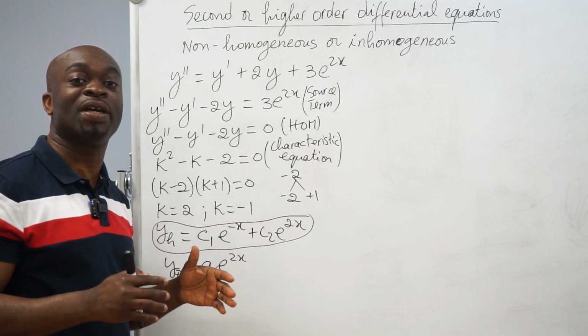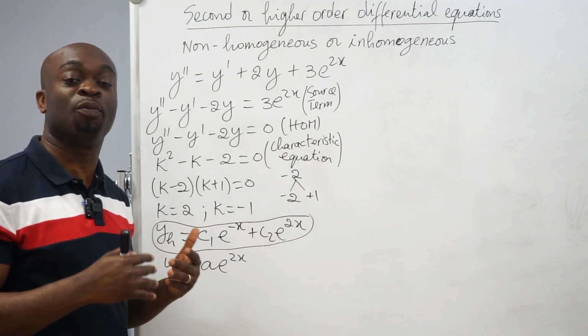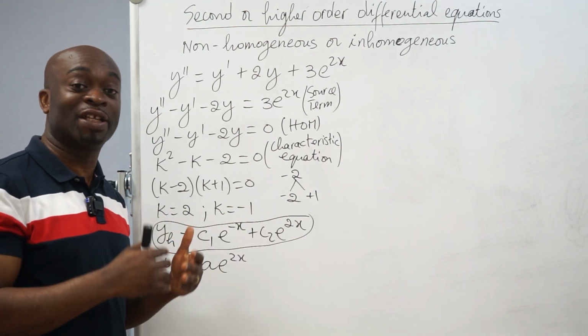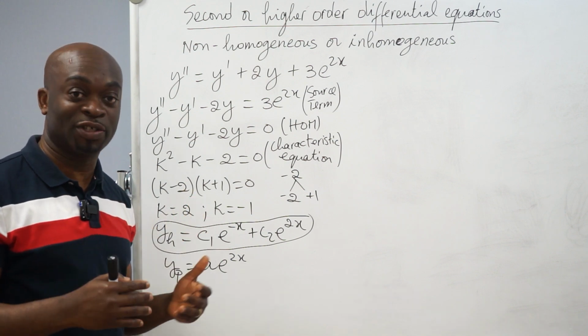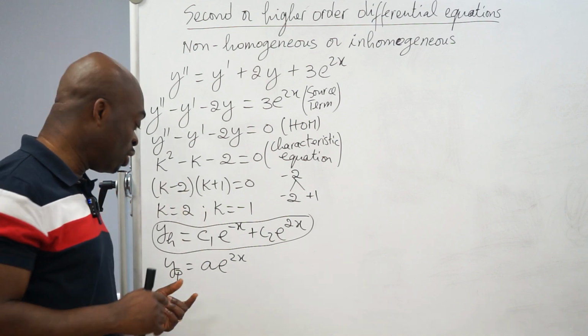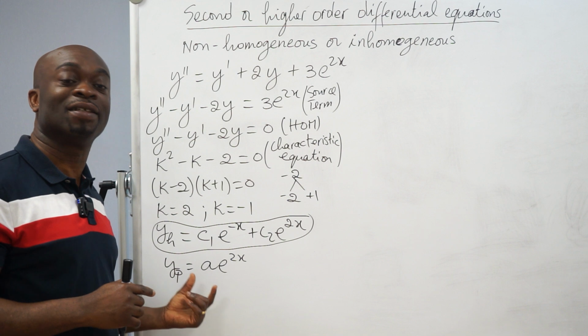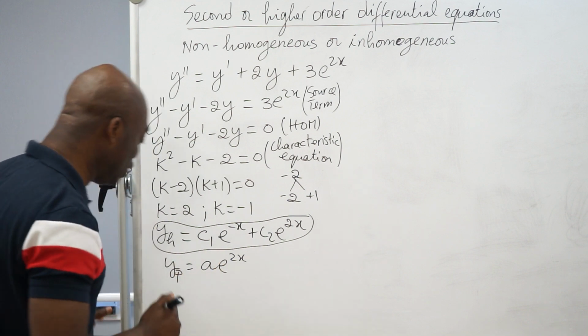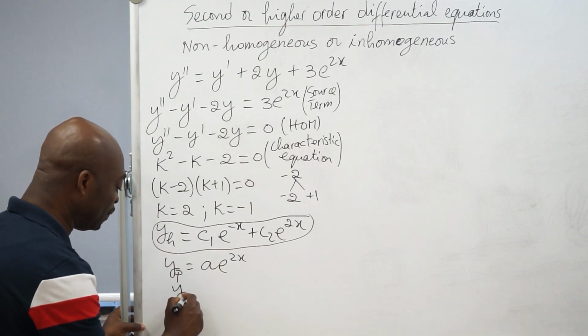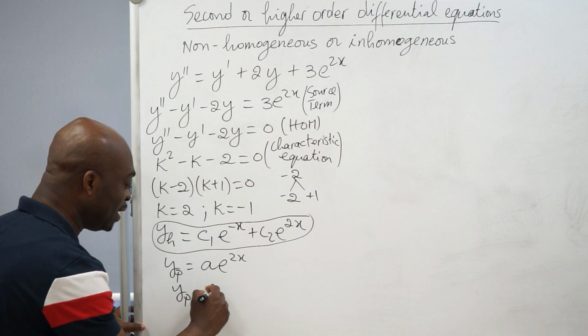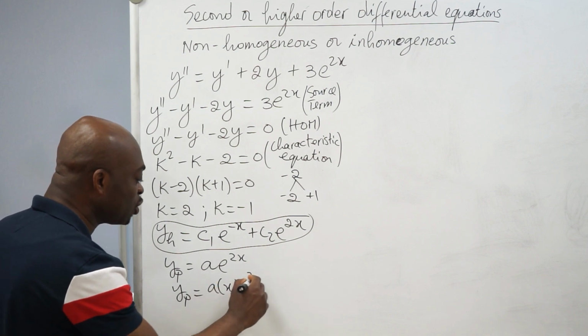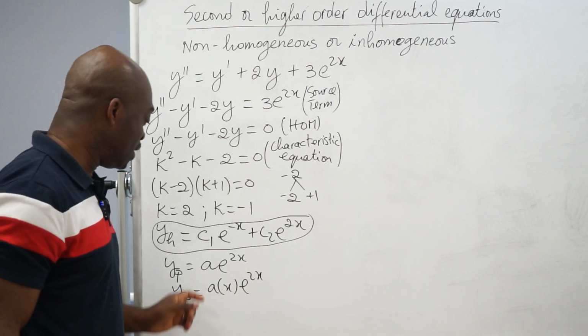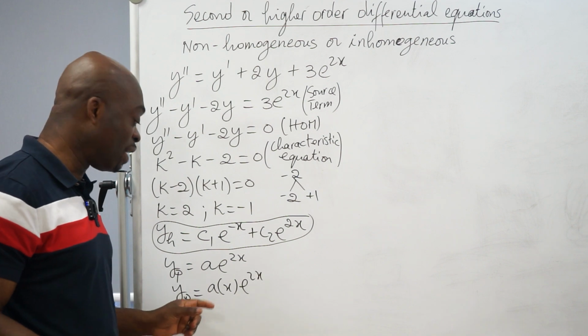Because they are the same thing, that means you will end up with a contradiction, a contradiction that we also call a resonance. Because we have a resonance, we're going to change the way we write the y sub p. And how do we do that? So y sub p now becomes a of x exponential 2x. The only thing we did was that a, which is a constant, now becomes a function.